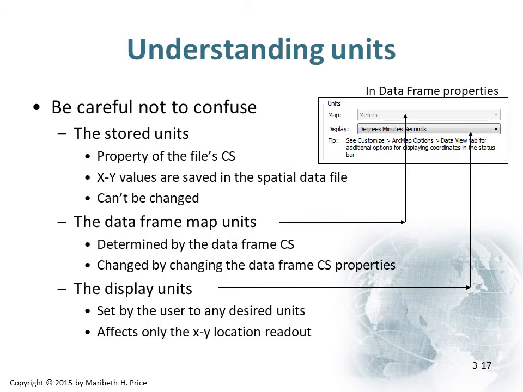You need to understand the units and be careful not to confuse them. The stored units are the properties of the coordinate system that are actually stored with the data. The data frame map units are the units associated with the map itself. The display units are what you see with some of the various tools, and those are ones that you can change at any time. And basically it's all a big translation game, if you will. The data has its own units. The map has its own units that are basically translated from the data. And then you can change the display to show another set of units that could be the same as either one or different than either one.